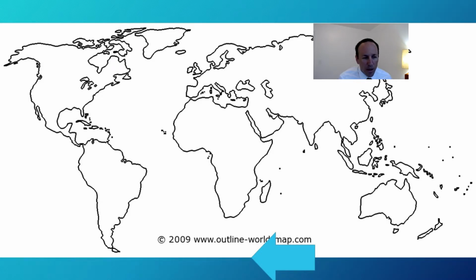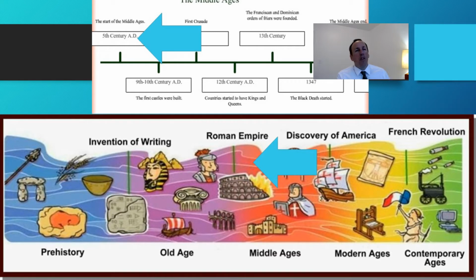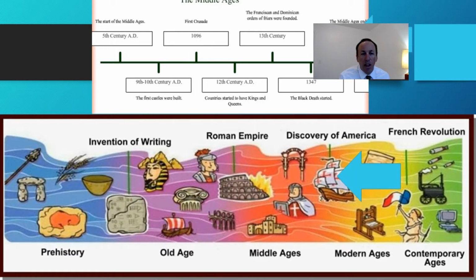Okay, let's go here. What are the dates of the Middle Ages? Hold on. Let's get you some music here. Dates of the Middle Ages. Okay, exactly 500 to 1500. Okay, and what does that correspond with? What events? The fall of Rome to the discovery of the New World. Fair enough? Sounds good?